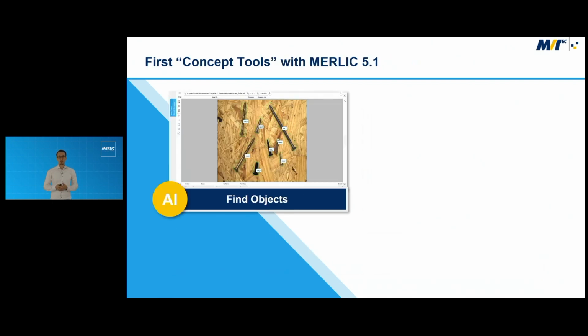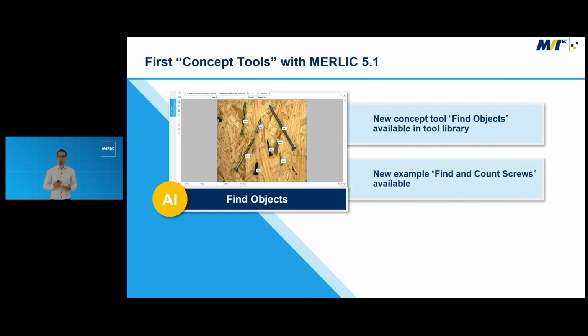And now I'm happy to show you the first of our concept tools. It's the tool called Find Objects. It's based on the deep learning technology object detection and is available now in the tool library in the category Concept Tools AI. And for making you a better step into this new tool, we also add a new example, find and count screws. It makes it a good starting point for you and makes it easier to step into this kind of tool.